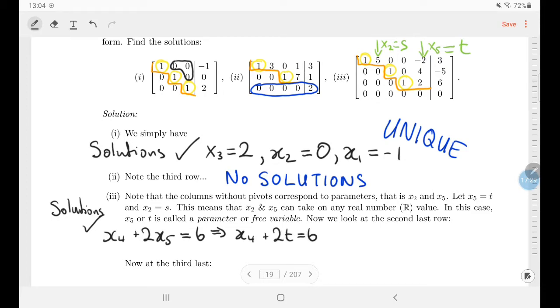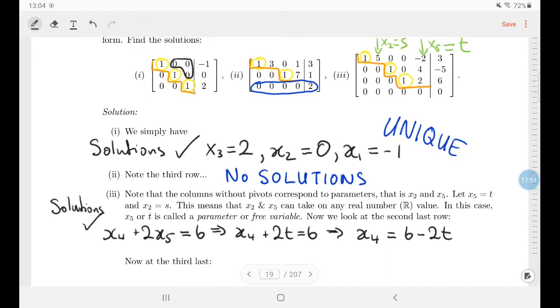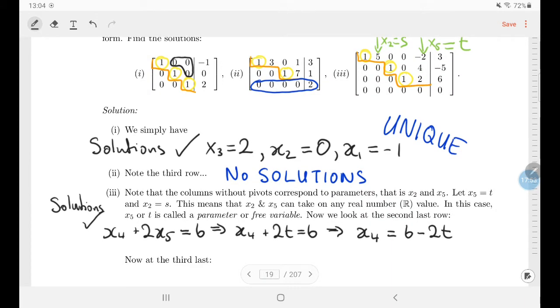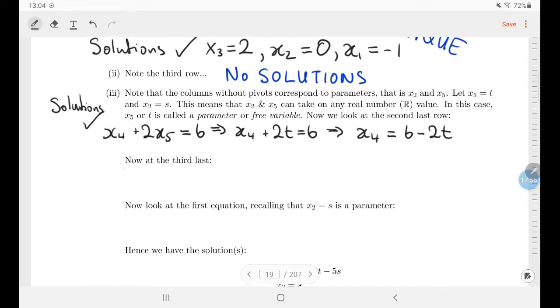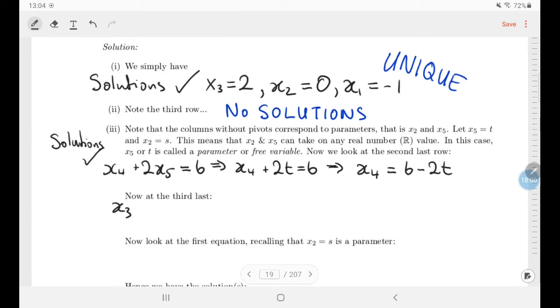And now what we find is once we know x5, if we say x5 is equal to t, we're going to be able to find x4 in terms of it. So take away the 2t from both sides here. You get x4 is equal to 6 minus 2t. Okay. Now we look at the third last row. So it says x3 plus 4x5 is minus 5.